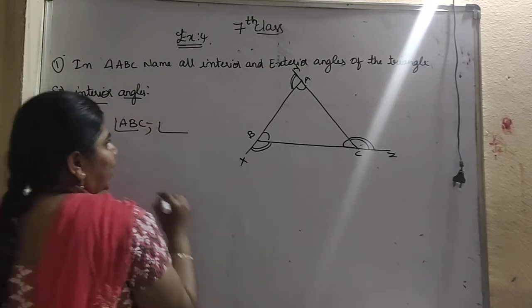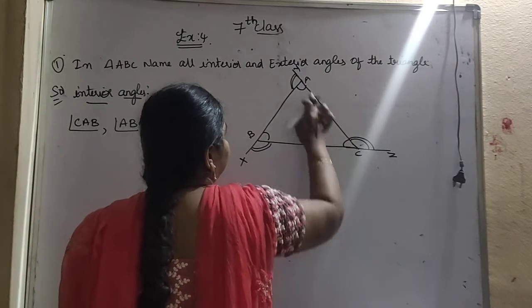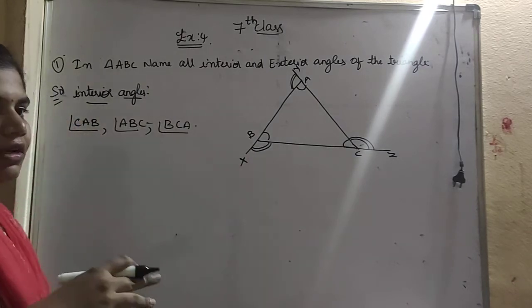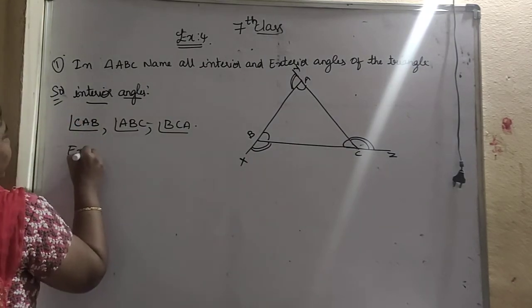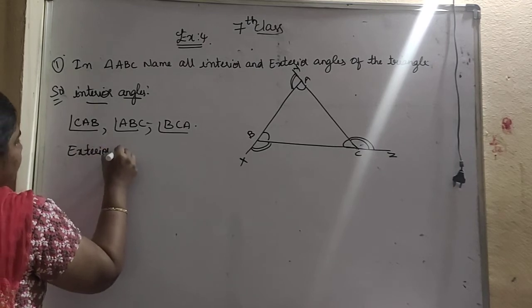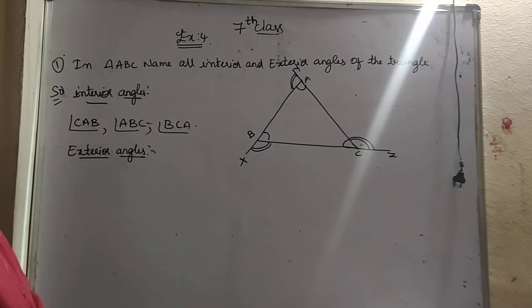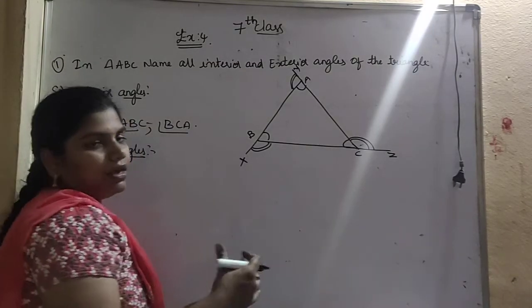And one more interior angle is C, that is BCA. So these 3 are interior angles. Now we have to write what are exterior angles. Exterior angles means which are lying outside. So which are lying outside here?